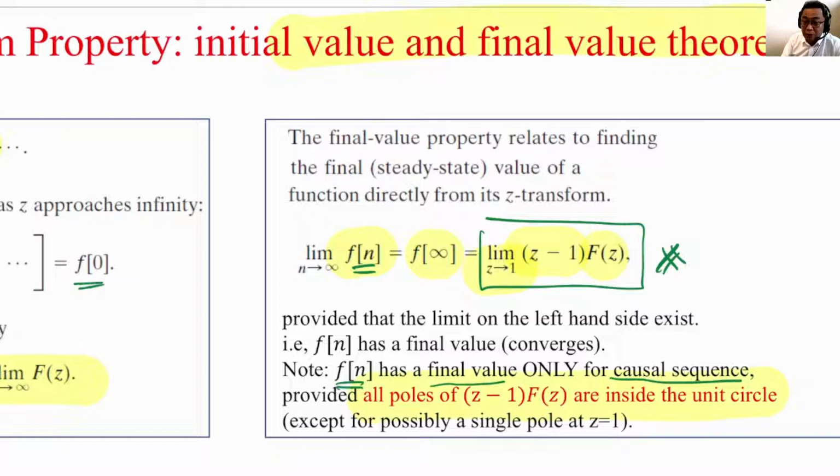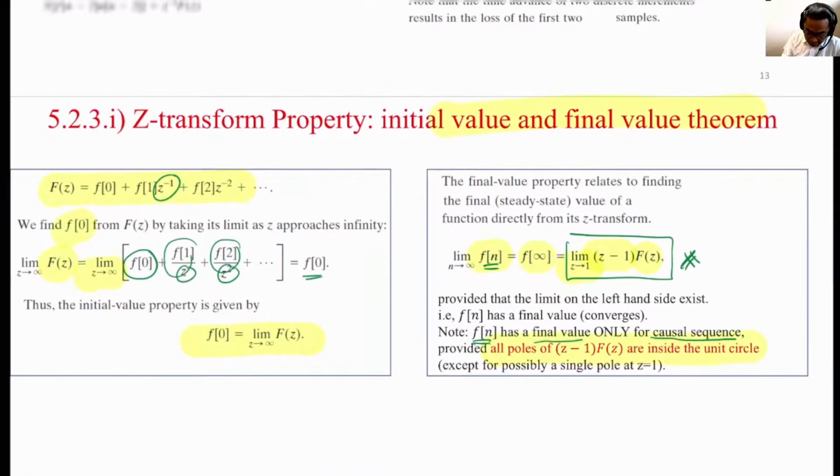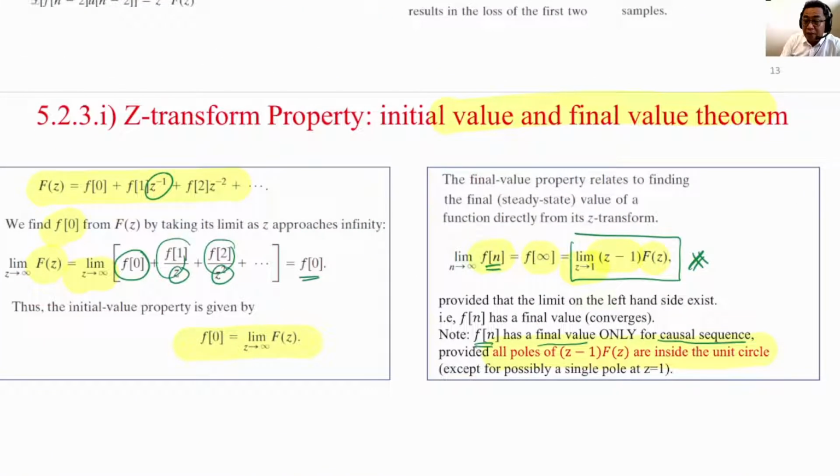For this property to work, you must check that all the poles of z minus 1 times F(z) are inside the unit circle, with the only possibility that the pole is at z equals 1. We'll now use examples to show how we can use the initial and final value theorem.